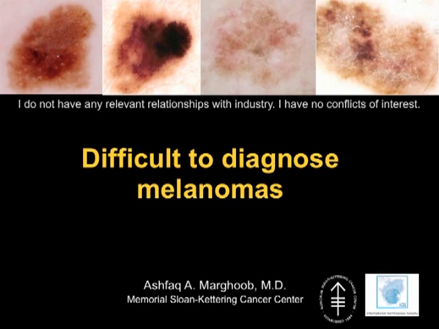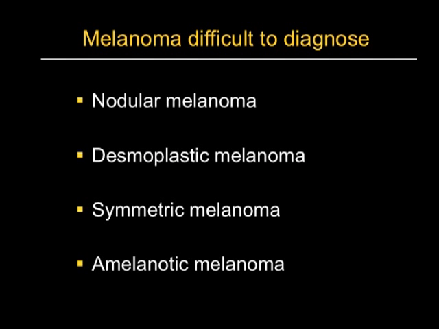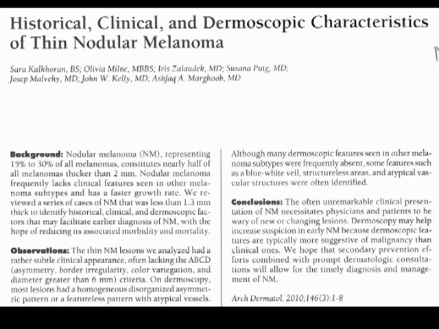Welcome to the podcast on difficult to diagnose melanomas. There are 4 melanomas that currently prove problematic to diagnose, and they include nodular, desmoplastic, and amelanotic melanoma, and melanomas that have a symmetric morphology. We recently investigated the morphologic features of thin nodular melanomas.